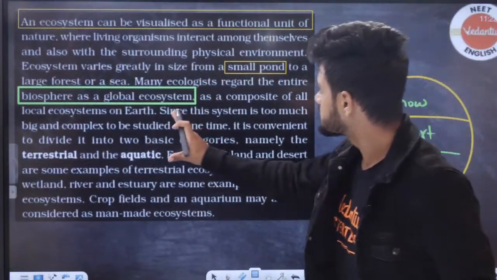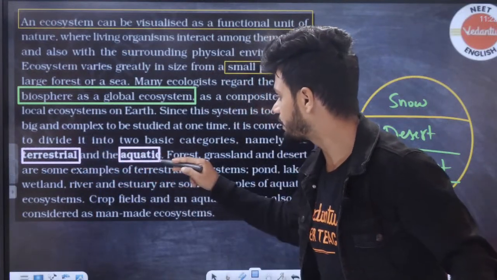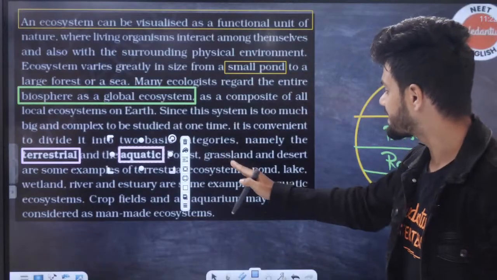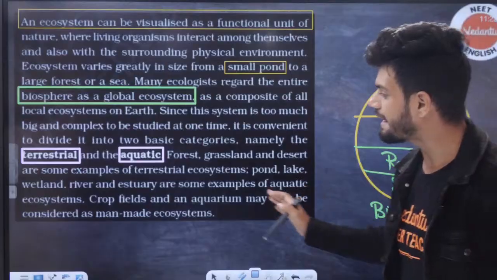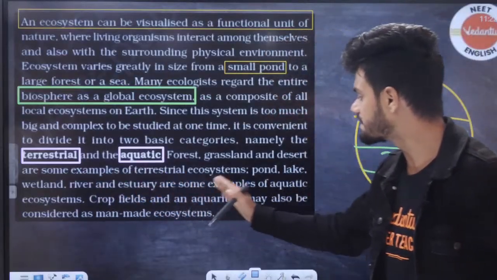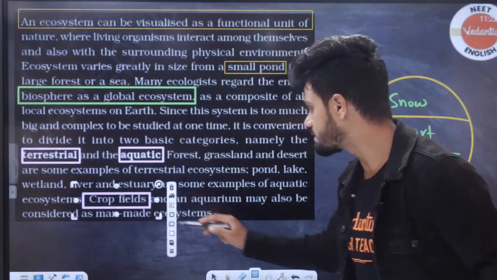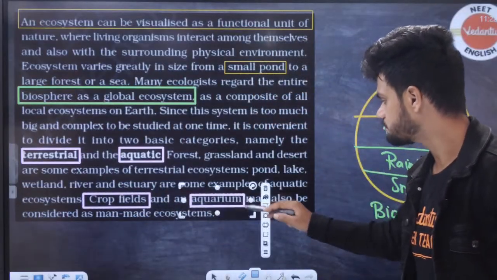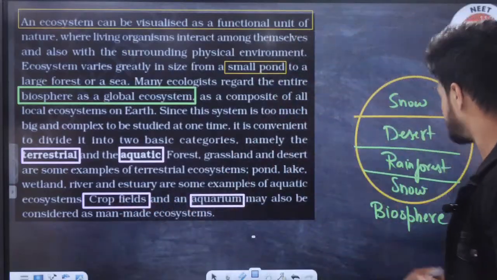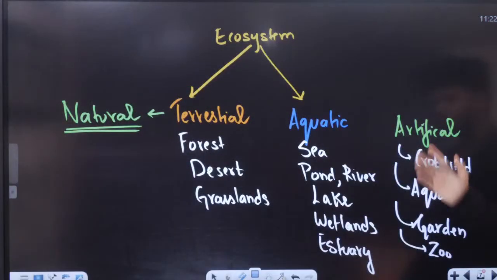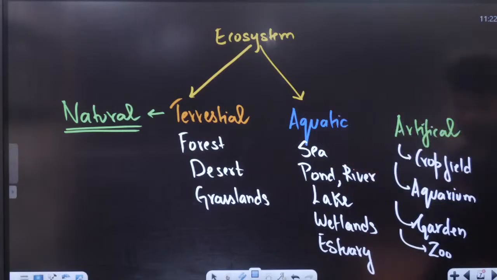Now see here, we have terrestrial as well as aquatic ecosystem. Forest, grasslands, and deserts are some examples of terrestrial ecosystem. Pond, lake, wetland, river, estuaries are examples of aquatic ecosystem. Crop fields and aquariums are considered man-made ecosystem. Done. Okay, all of you know terrestrial, aquatic, artificial, natural ecosystem.